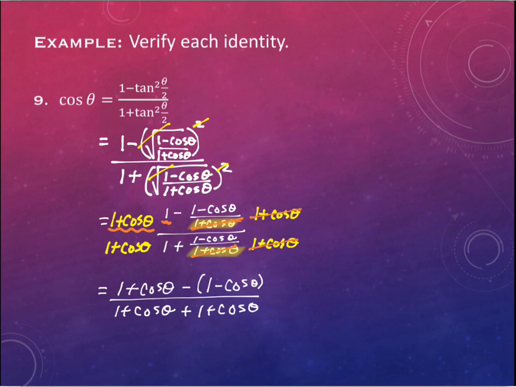Okie dokie, what happens on top? Well, the ones cancel, right? So when I distribute this negative through, my ones are going to cancel this one, and this one's going to cancel. The cosines don't, because this negative and this negative are going to make this positive. So I'm going to get 2 of them on top, right? Okay, so I have 2 cosine theta on top. What do I have on bottom? I'll have a 2. And 2 cosine thetas.